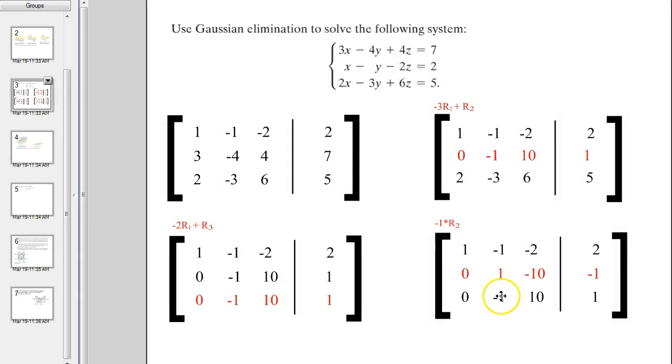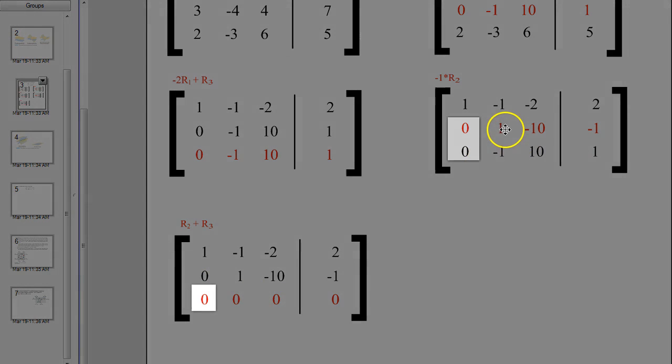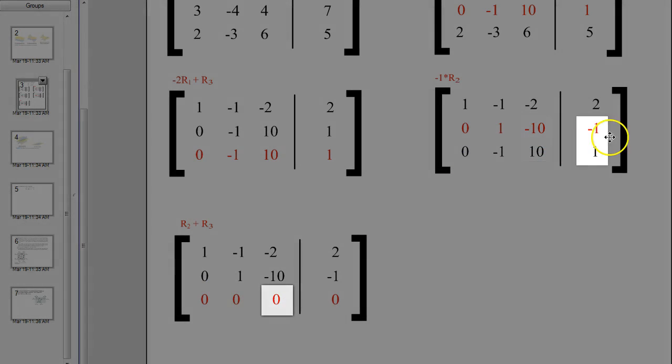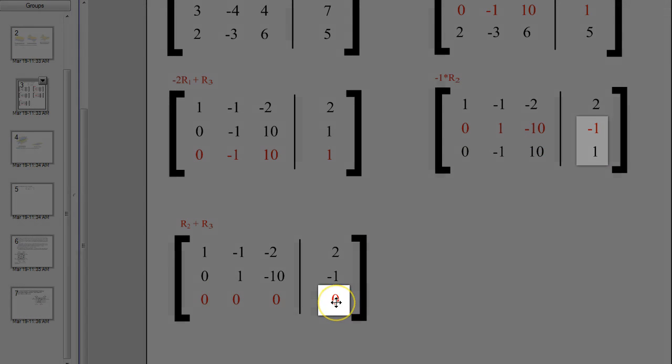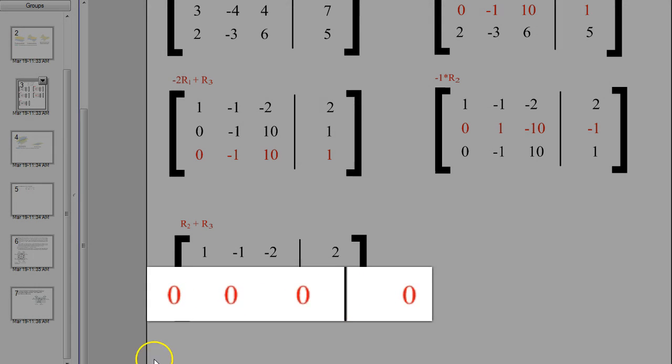So now when I go down to add row 2 and row 3 together to zero out under here, because this last position was opposites this time, everything was opposites. So we ended up with 0 plus 0 is 0, 1 plus -1 is 0, -10 plus 10 is 0, and -1 plus 1 is 0 again. So we end up with an entire row of zeros even over here on the right hand side.